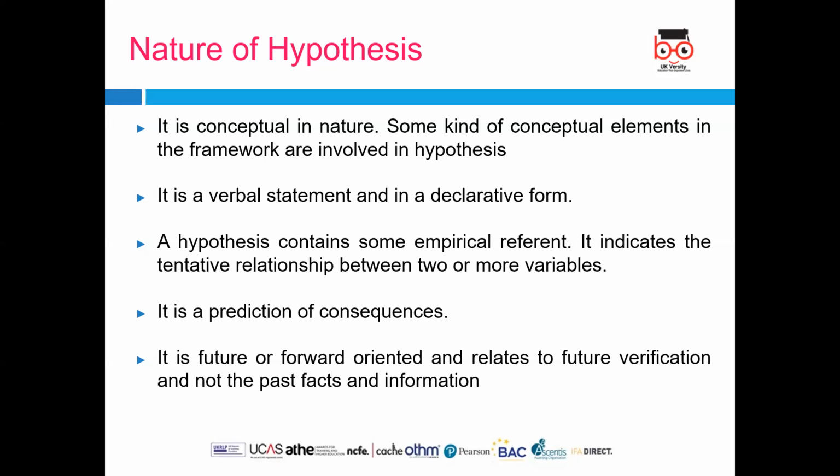Then a hypothesis contains some empirical referent, which means there is some empirical investigation that needs to be carried out. It indicates the tentative relationship between two or more variables. So that is another nature of the hypothesis. Then it is the prediction of consequences. Like in the previous example, if you sleep more than 7 hours, you will experience less fatigue. So basically you're predicting the consequences. That is one of the natures of a hypothesis.